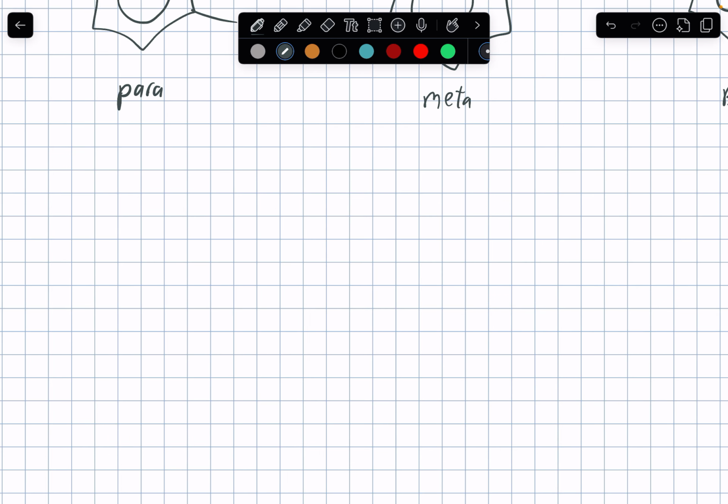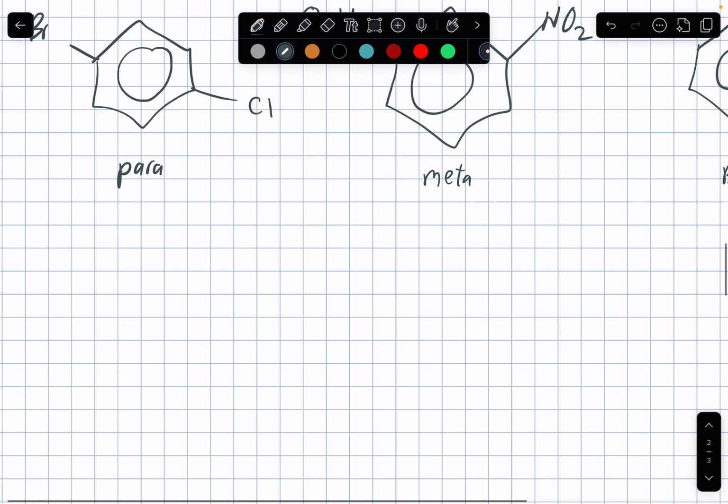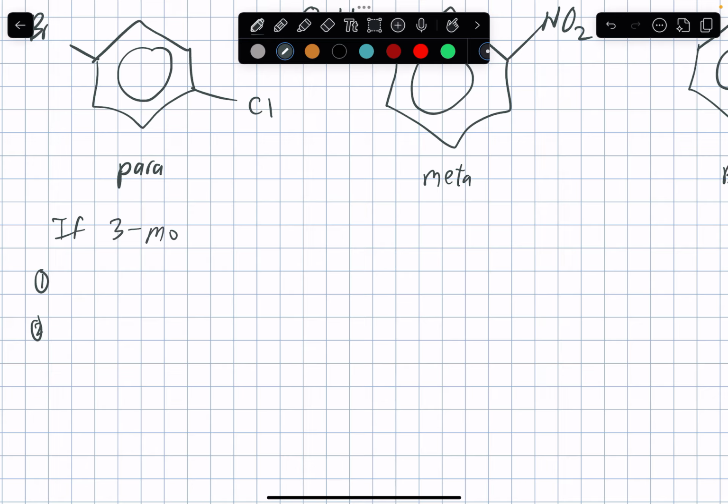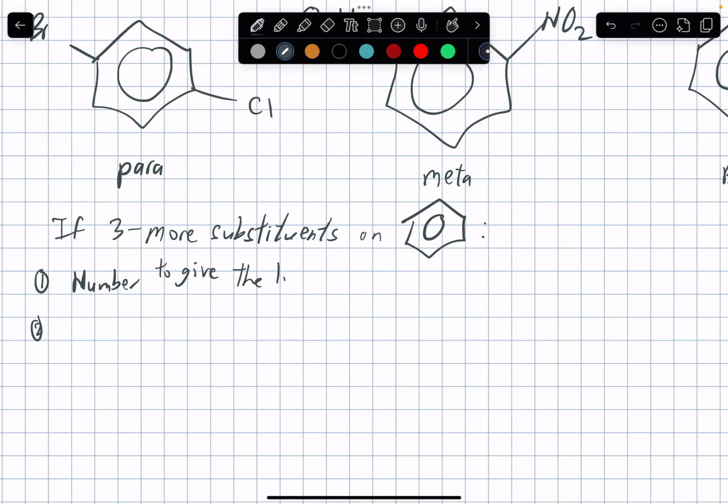What if we have 3 or more substituents on a benzene ring, not just 2? So there are rules, no? If we have 3 or more substituents on the benzene ring, you want to number to give the lowest possible numbers around the ring.